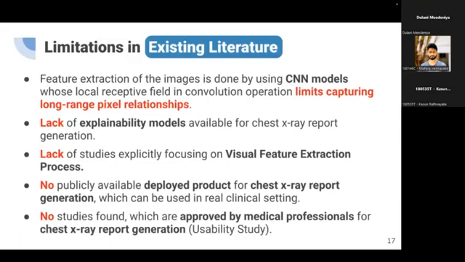And there are no publicly available deployed products for chest X-ray report generation which can be used in a real clinical setting. There are a few products for image classification, but we were not able to find any product which is publicly available and deployed for report generation. And there are no studies found which are approved by medical professionals for chest X-ray report generation in the domain.